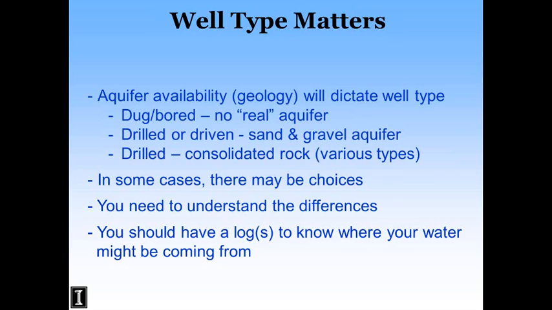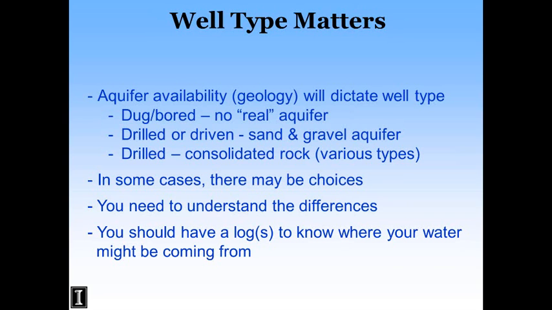Okay, so well type matters. We're going to go into the different well types here. The bottom line is the geology of your area and the type of aquifer you have will dictate what your well type is. In some areas, like the southern third of Illinois, which is where my experience is, there is no real aquifer available. It's below the area that was glaciated, so there's no sand and gravel aquifers near the surface. And in that area, all the bedrock aquifers are saltwater. They're ocean saltwater, and so they're not really potable and available for supply.